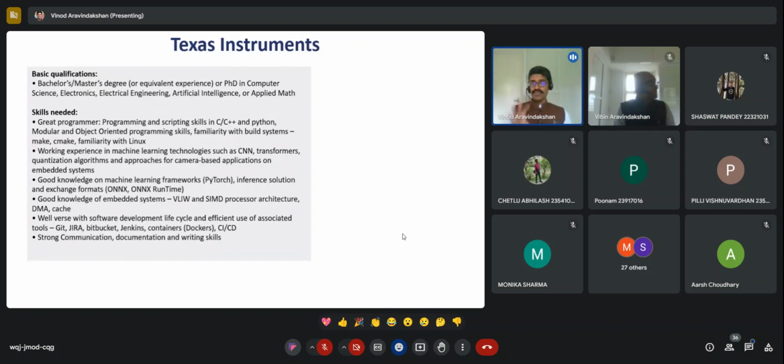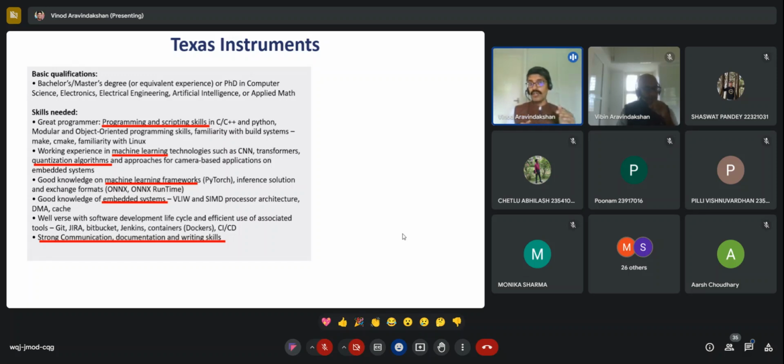So, folks, Texas Instruments has a list of skills listed out here. And what I want to show you is that under skills, there's actually a bunch of things you can look at. For example, there's programming and scripting skills, which are technical skills. There's machine learning, quantization algorithms, machine learning frameworks, embedded systems. These are all hardcore technical skills which Texas Instruments wants.